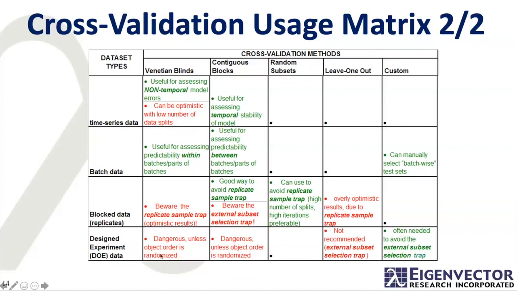And then finally here, with designed experiments, DOE data, Venetian blinds is dangerous unless the object order is randomized, as is contiguous blocks. Leave one out really isn't recommended, and often you really need to do custom if you've got designed data.